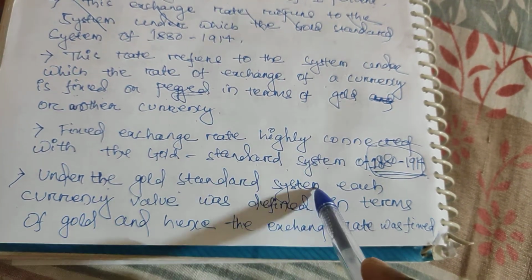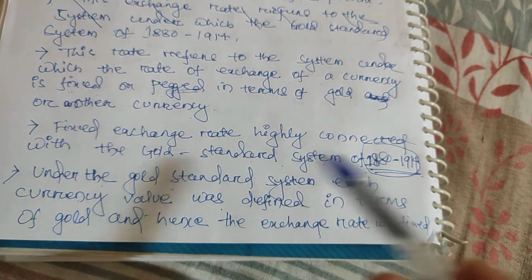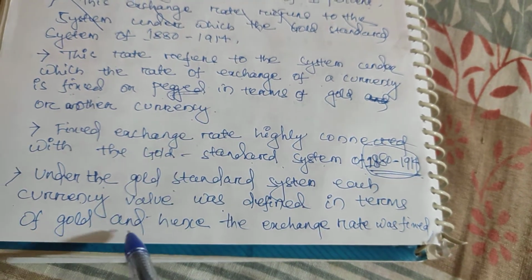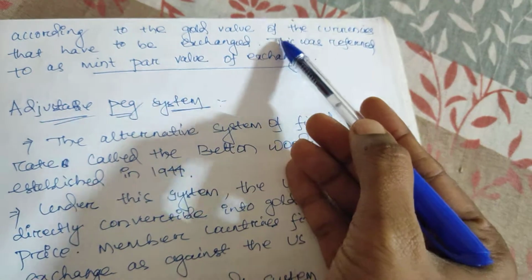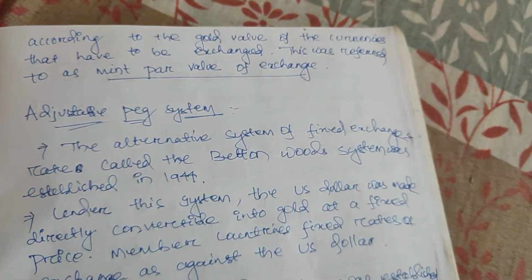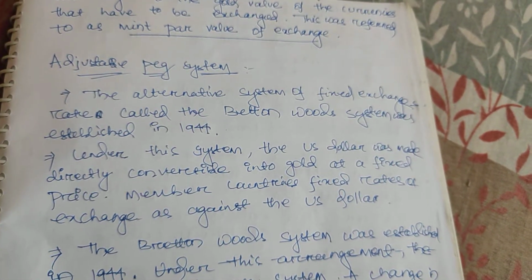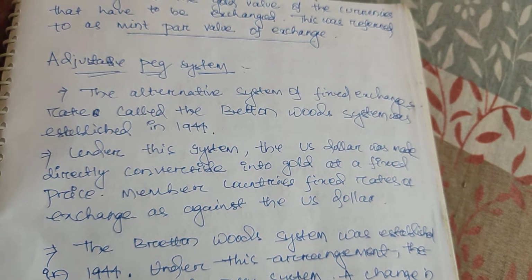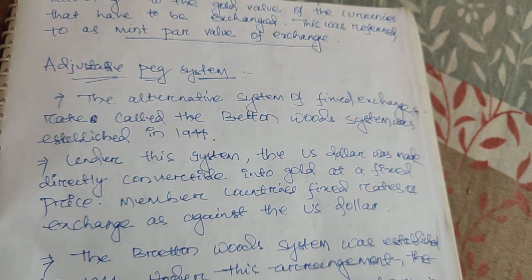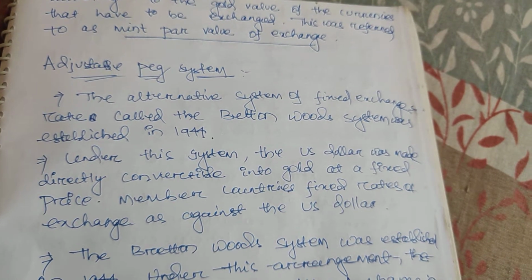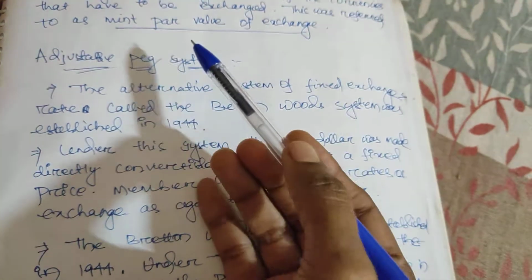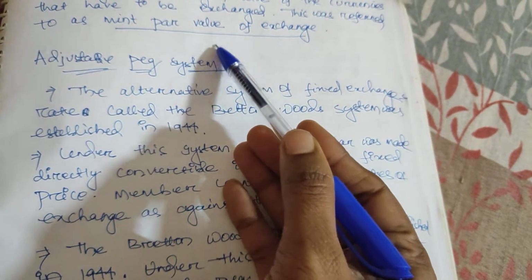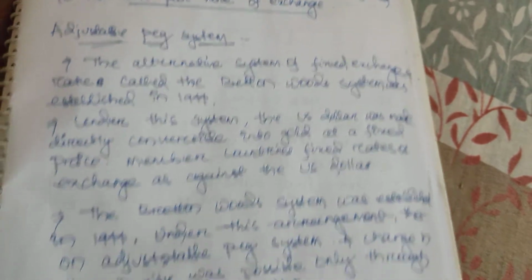Under the gold standard system, each currency value, whether dollar, pound or rupee, was defined in terms of gold, and hence the exchange rate was fixed according to the gold value of the currencies that had to be exchanged. This was referred to as the mint par value of exchange. Mint par value of exchange is highly related with the gold exchange system of 1880 to 1914. Remember, it's a very important question in exchange rate.